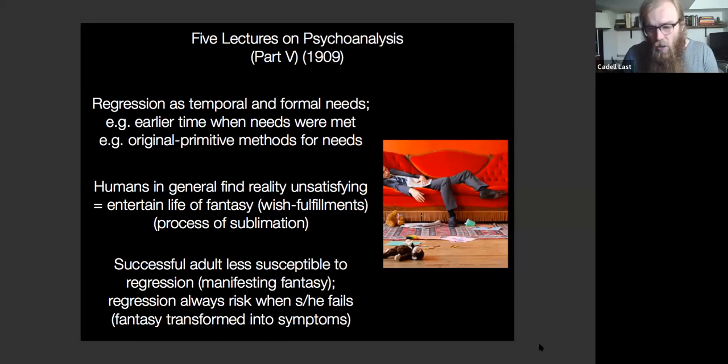So he says successful adults, quote unquote, are less susceptible to regression. However, regression is always a risk. It never goes away. When a subject, he or she, fails to actualize or manifest their fantasy, so to speak, this fantasy could always transform into symptoms. And definitely when I analyze myself as it relates to success or failure as an adult, I think the risk of failure is huge, and when one fails in adult reality, one should pay close attention to the susceptibility to regression. It's basically an ever-present threat in some sense.